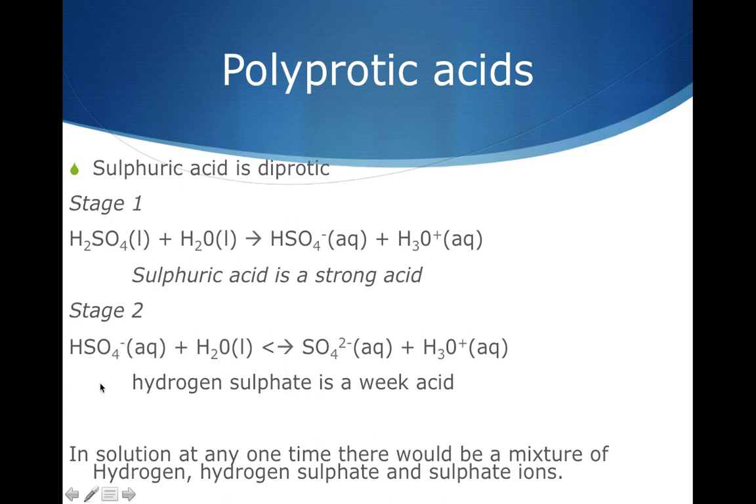This hydrogen sulfate ion can then give away its proton, so react with more water to make the sulfate ion, and some more hydronium. This, however, is a weak acid. Anytime you're going to look at the solution, you'll have some of these, some of those, and some of these ions being made.